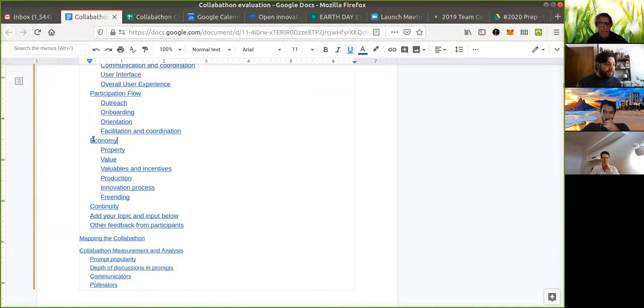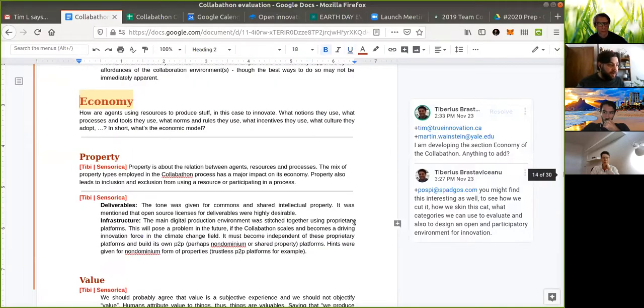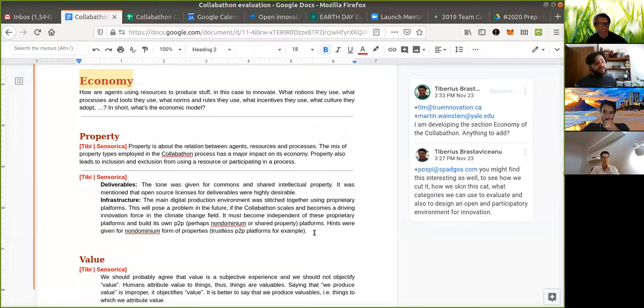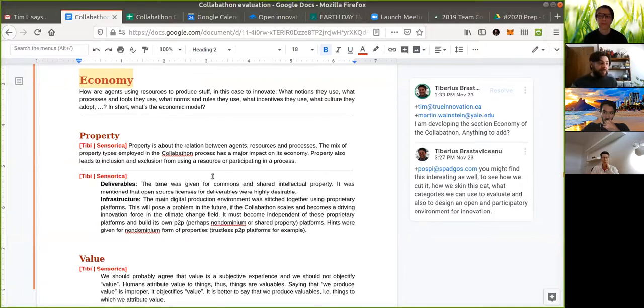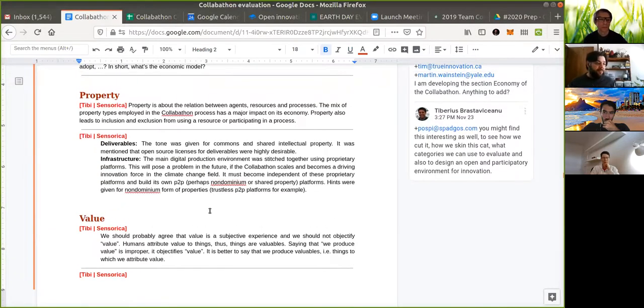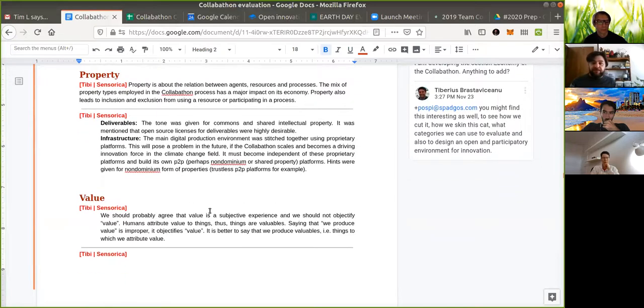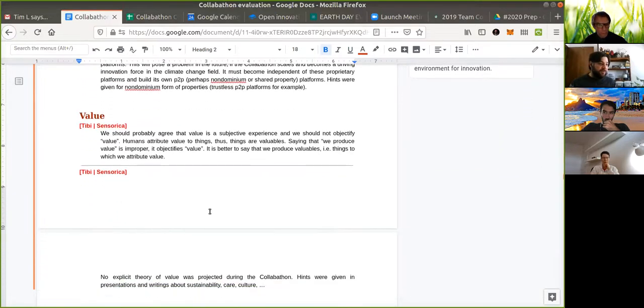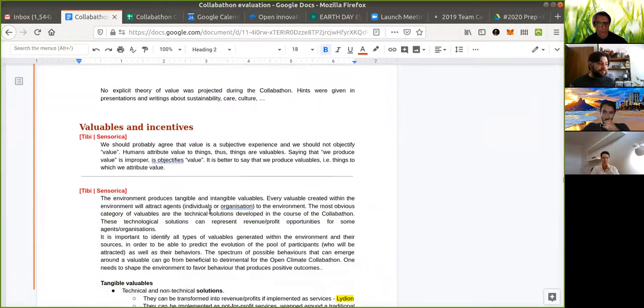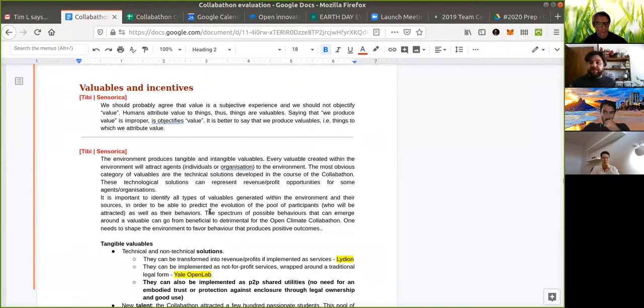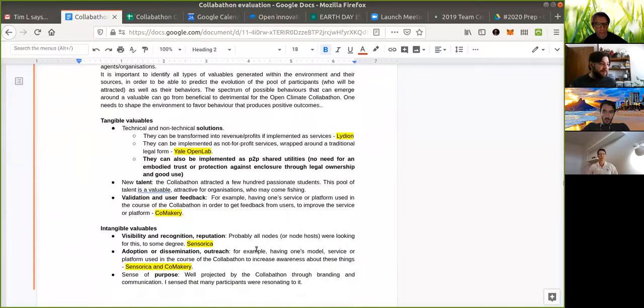We have some questions about the economy, and I don't remember. Okay, so yes, we looked at the whole thing as an economic system. We looked at the property regimes that were enacted within the Collabathon. We looked at people's perception of value, why they were contributing, why they were doing what they were doing. We were looking at how the incentives were set and communicated, and how they were perceived by people. Like, why are people here? So we have some comments about that.